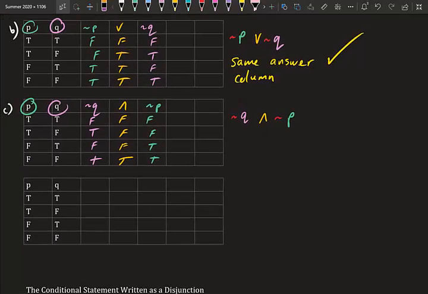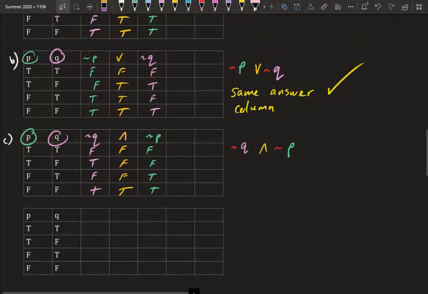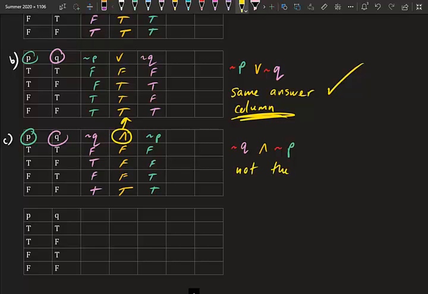So let's compare our answer columns. Since we know B is the same as the answer column, we can just compare it to B real quick. So let's compare it to B. It is not the same, so this is not the same. So we keep going on.